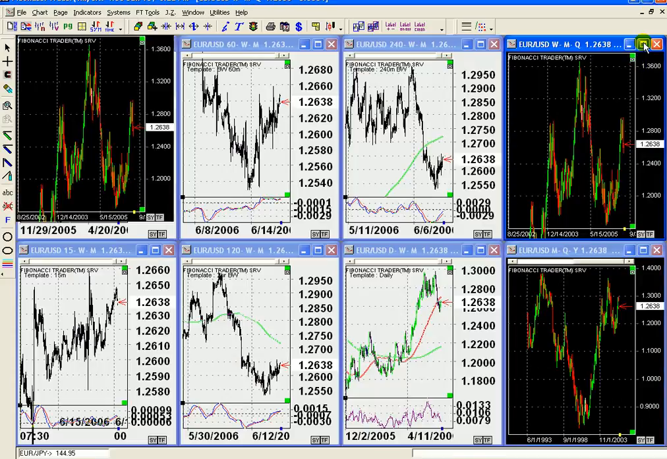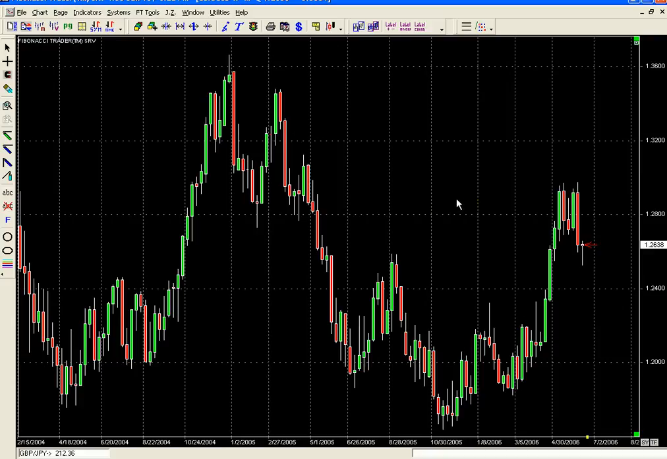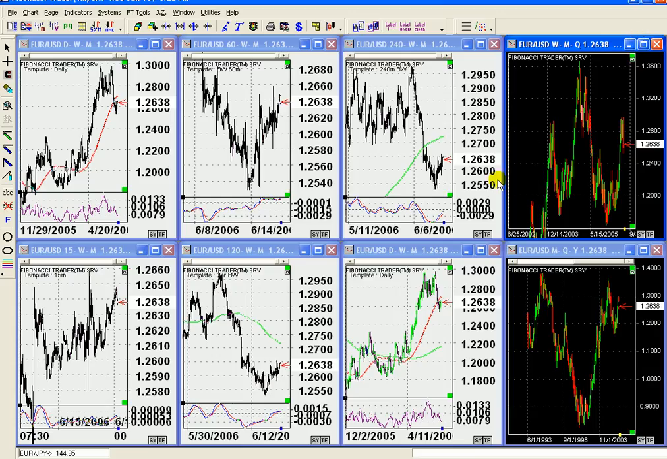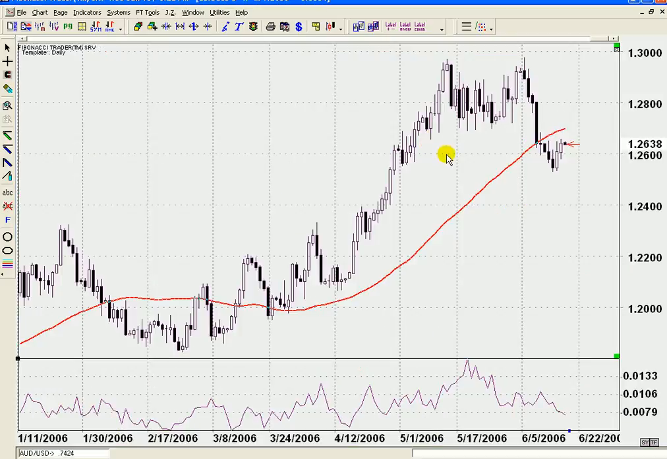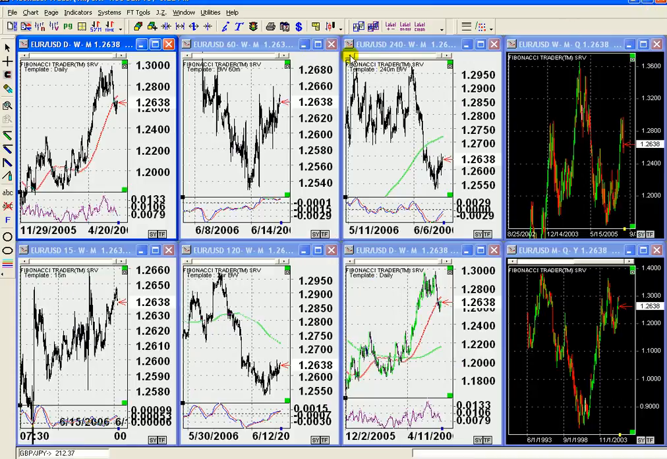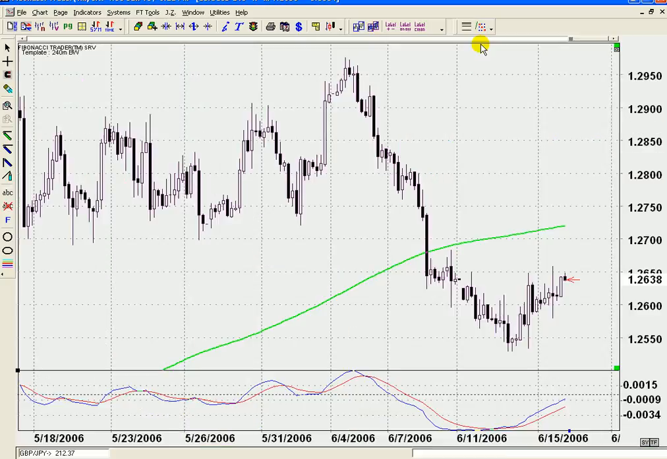Now if we break this down, we have a weekly chart. Each candlestick represents 1 week of trading price action. And then of course we have our daily chart, where each candle represents 1 day. Let's have a look even lower. We're going to go all the way down to 15 minutes.